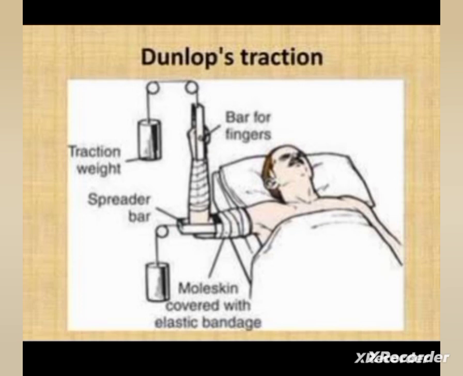So skin traction is commonly divided into Buck's extension traction, Bryant's traction, and Russell's traction. These are the three common tractions. Then other types of traction are pelvic sling traction, cervical head halter, Cottrell's traction and Dunlop traction.